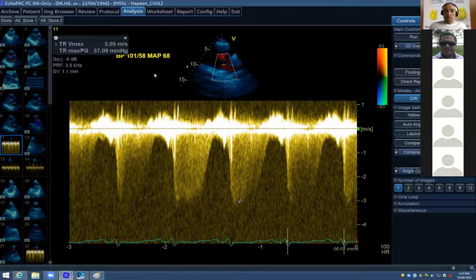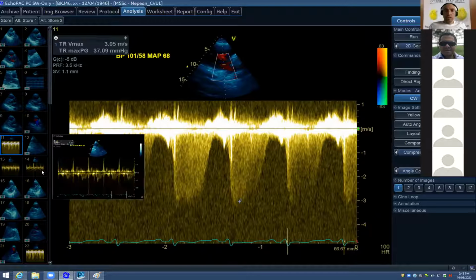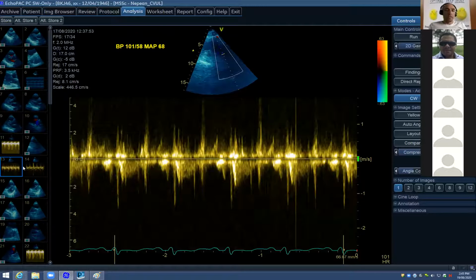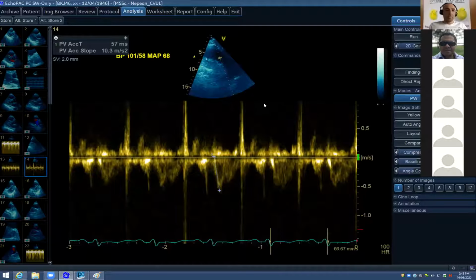Perfect. And just looking at that waveform, it looks less parabolic and a little bit more triangular. So I'd be worrying about increasing severity of TR. Fantastic.